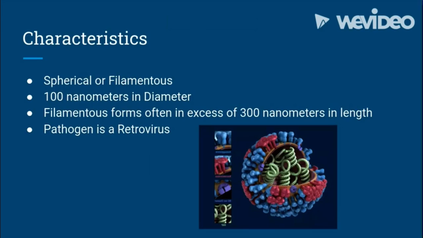Some of the characteristics of influenza. The shapes would be spherical or filamentous, 100 nanometers in diameter. The filamentous forms often in excess of 300 nanometers in length. The type of pathogen is a retrovirus.